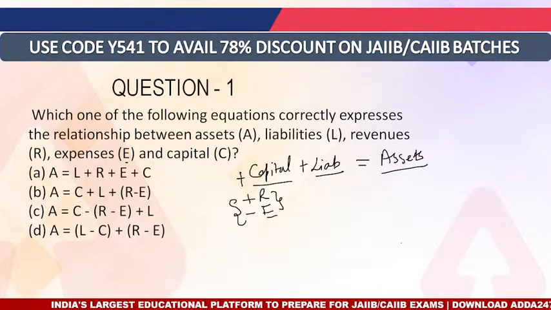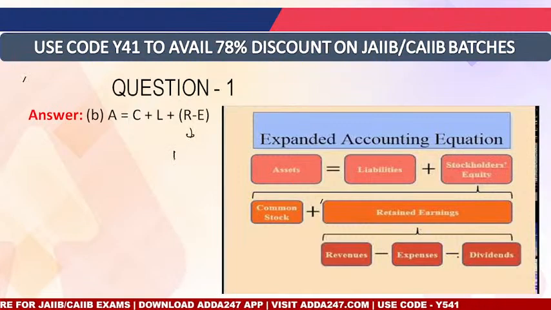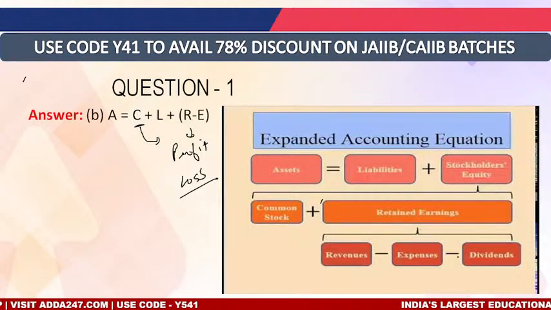So in this case, the correct answer would be B. That is, assets is equal to capital plus liabilities plus revenue minus expenses. If this turns out to be positive, that is, if it's a profit, it would be added. If it's a loss, it would be subtracted. This is done with the capital only. It's not written in a separate way. It's a part of the capital only. Right? This is the expanded form of the accounting equation.